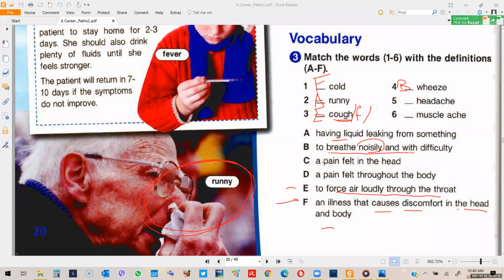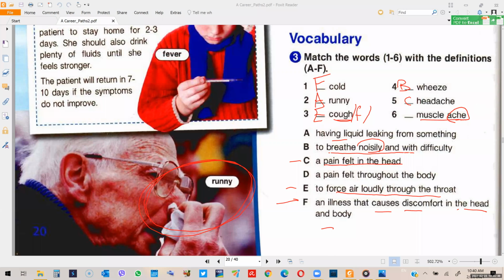Headache is number C, pain felt in the head. This is easy. Muscle ache, ache: this is a pronounced K, not H. Muscle ache is finally number D, which is pain felt throughout the body. Okay, so we have some symptoms, and there are other symptoms, of course, in your job, and we are going to finish this even further.